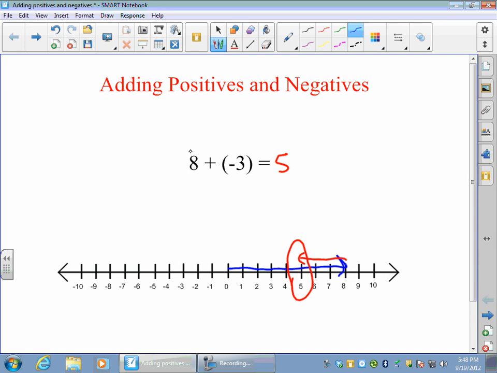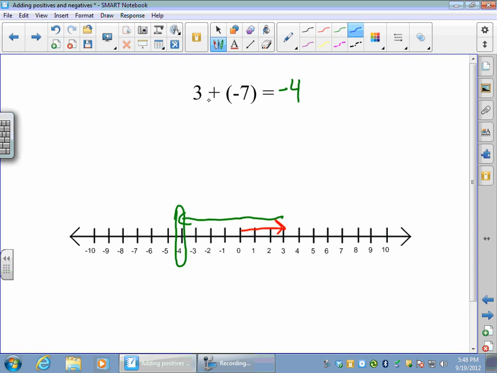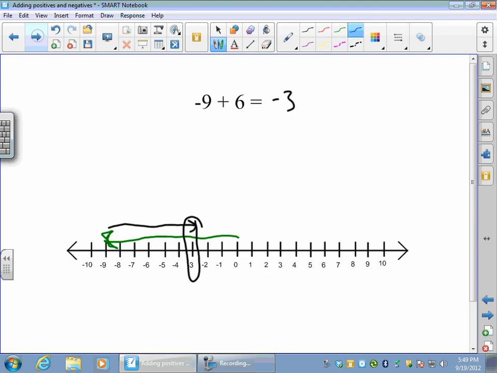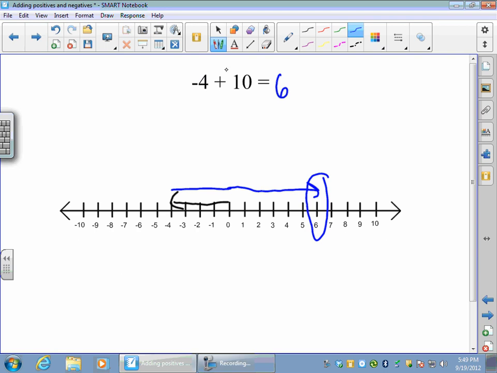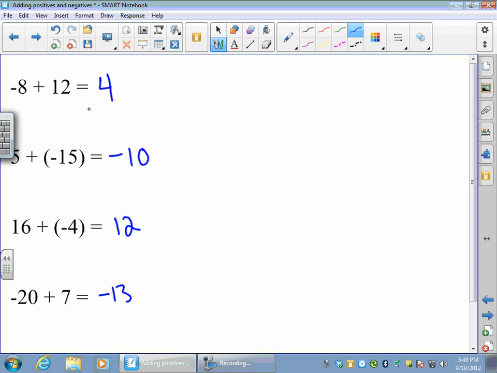If I compare these two numbers, 8 and 3, 8 is a bigger number than 3. It's got a higher absolute value. The 8 was positive, my answer was positive. On this one, if I look at 3 and 7, the absolute value here is 7, the absolute value here is 3. 7's bigger. This one's the negative. My answer was negative. 9's bigger than 6. It's negative. The answer's negative. 10 is bigger than 4. The 10 was positive. My answer's positive. Here, the 12's bigger. Positive. Here, the 15's bigger. Negative. Here, the 16's bigger. Positive. Here, the 20's bigger. Negative.